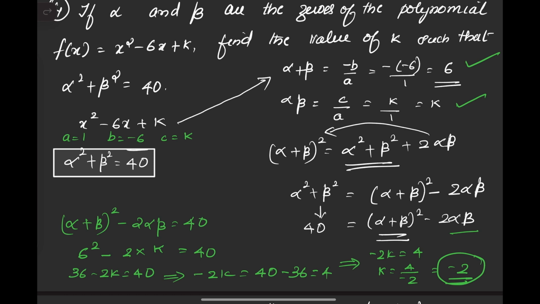Is that clear? So first we found the sum and the product of the zeros of the given polynomial, and then we went ahead with what we had to find out. Always check what is given. That will be helpful to find out what is to be found.